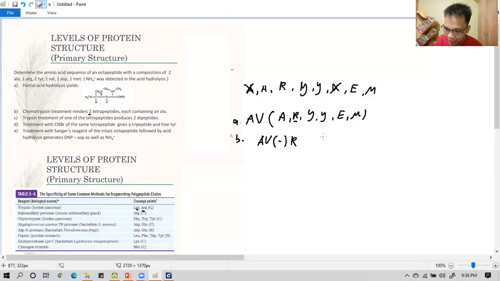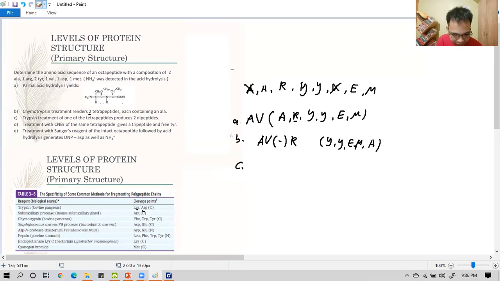And then, we have this unknown sequence na Y, Y, E, M, or ano ba? Kulang ba ako ng isa? And A. Both containing alanine. Ito unknown to. So any of these 5 dito. Nilagyan ko lang kasi 1. And then sa may C daw, trypsin treatment of one of the tetrapeptides, so any one of these, produce a dipeptide.